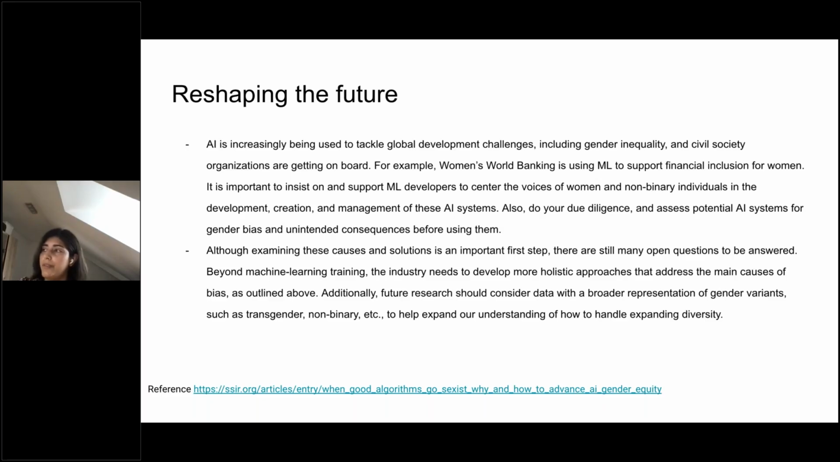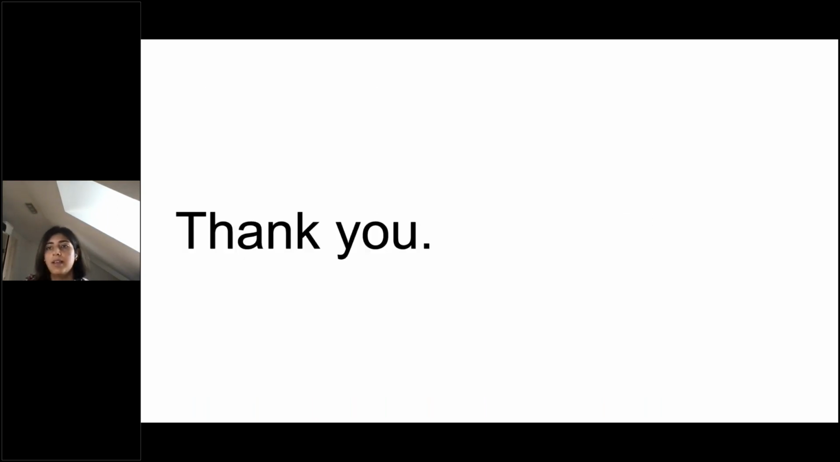The future definitely holds that we have a fair data set, trying to cover the broader representation of all the gender variants, transgender, non-binary, women, to help expand our understanding and how to handle such big data sets also. But for the start, we know that such an equal data set doesn't exist yet. So we have to try something with synthetic data, upsampling, and other approaches. Yes. So that's it from my side. Thank you. I hand over to the host then.